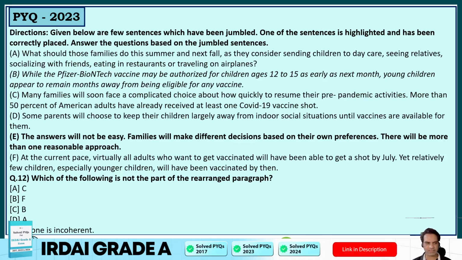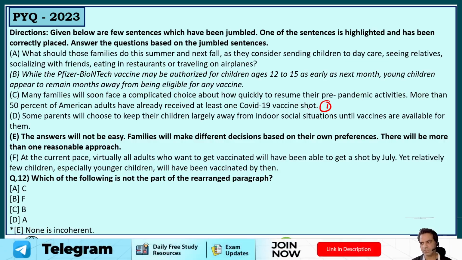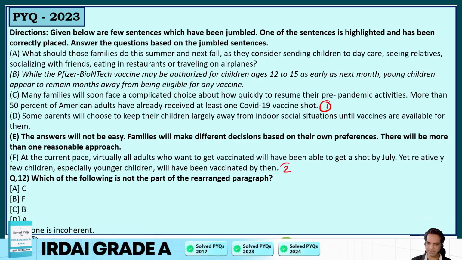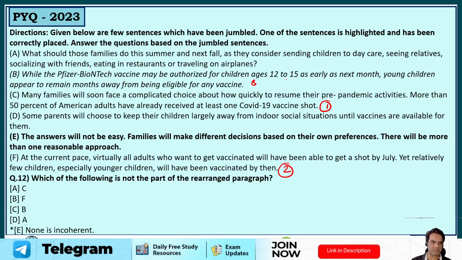No, guys, I think the first statement is statement C. Many families will soon face a complicated choice about how quickly to resume their pre-pandemic activities. More than 50% of American adults have already received at least one COVID-19 shot. Second should be F. At the current pace, virtually all adults who want to get vaccinated will have been able to get a shot by July. So those who are left will get it by July. Third is option number B. While the Pfizer BioNTech vaccine may be authorized for children between 12 to 15, young children appear to remain months away from being eligible. So that's sentence number 3.